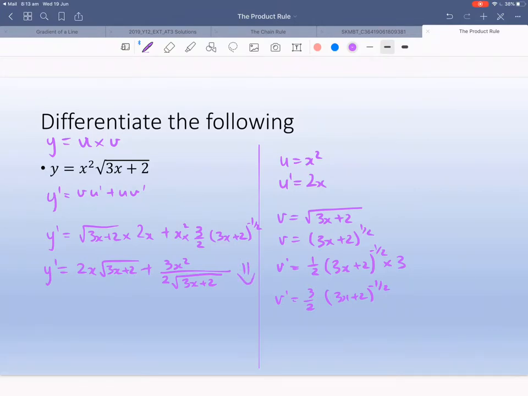So that is the product rule. Take your time. U equals, V equals, U dash, V dash.